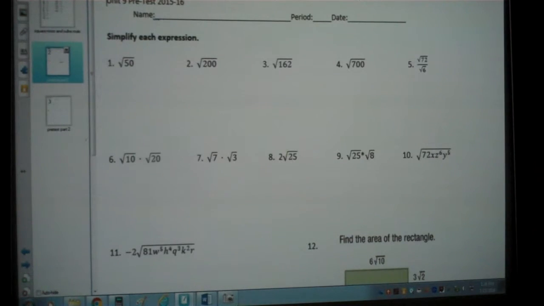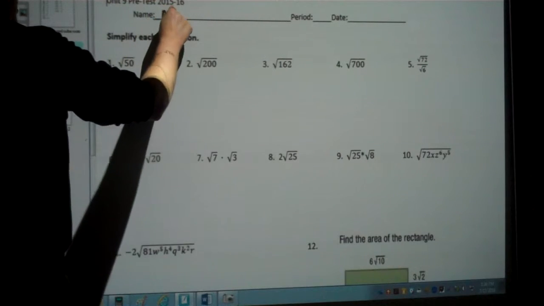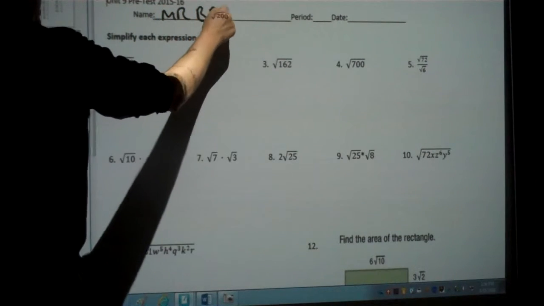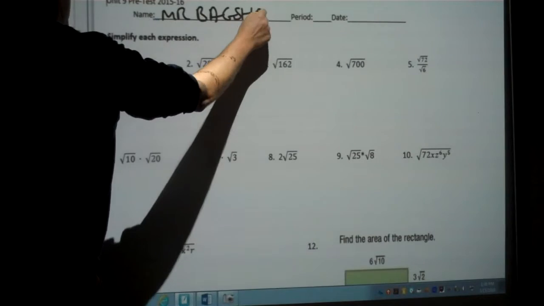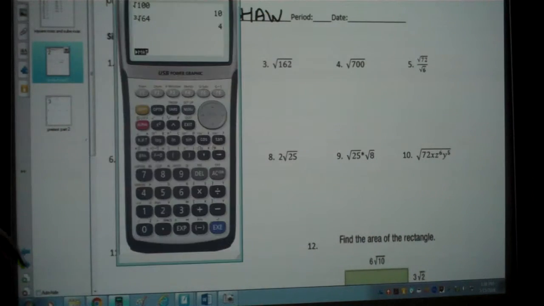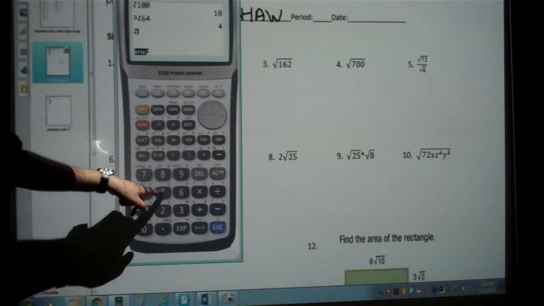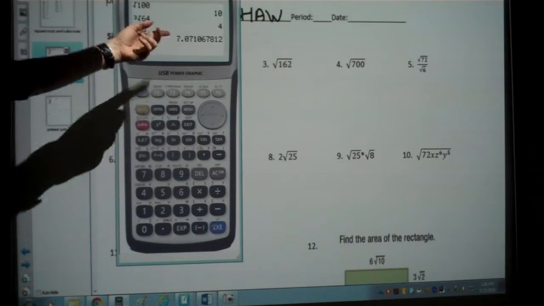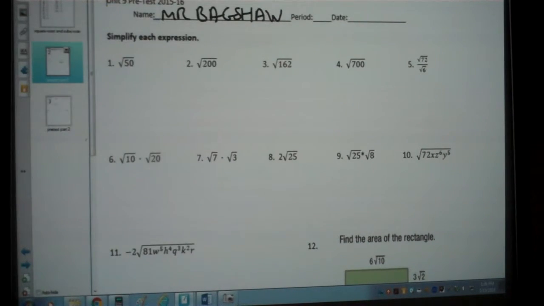So, the first question says that we're going to simplify each expression. So what that means is we're going to try breaking this down a little bit. You can try working out the square root of 50 on your calculator if you're not sure if it's a perfect square or not, although we should already know from our list that it's not. So we can't just put 7.07 now. We do have to try splitting it up.